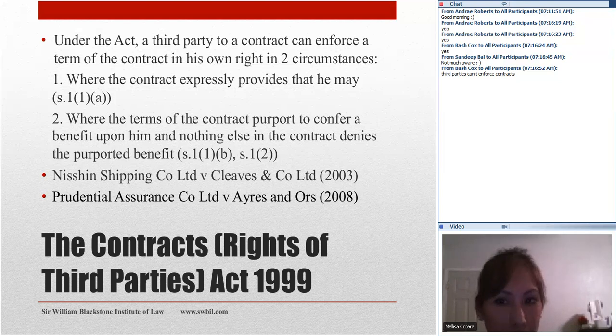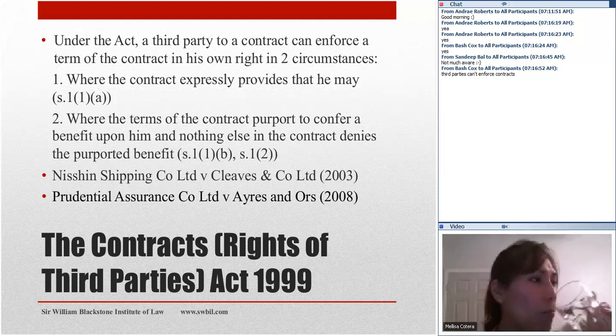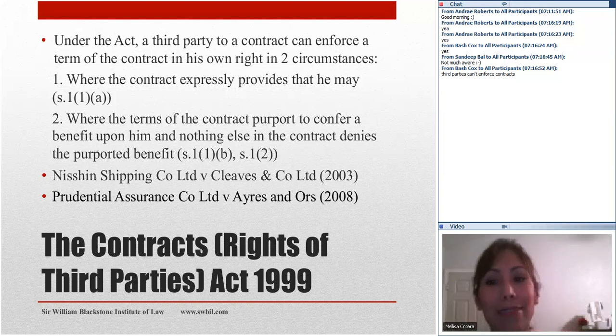Okay? Another case is Prudential Assurance Company Limited versus Ayres. Okay, in this case, what happened is that a tenant took an assignment of an underlease and entered into a deed with the immediate landlord, which contained a clause that restricted the landlord's ability to recover sums due under the underlease. The tenant got into financial difficulties and the landlord sought to enforce a warranty given by the previous tenant in respect of obligations under the lease.